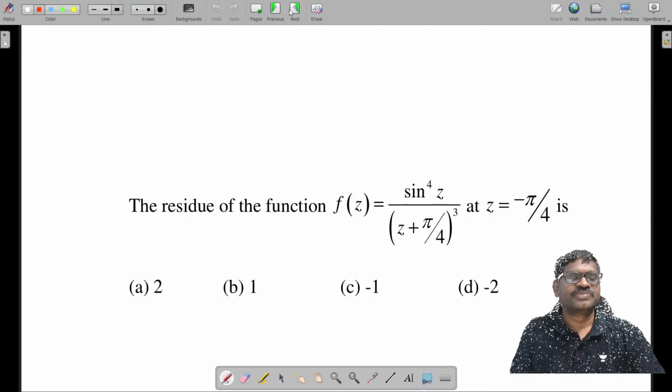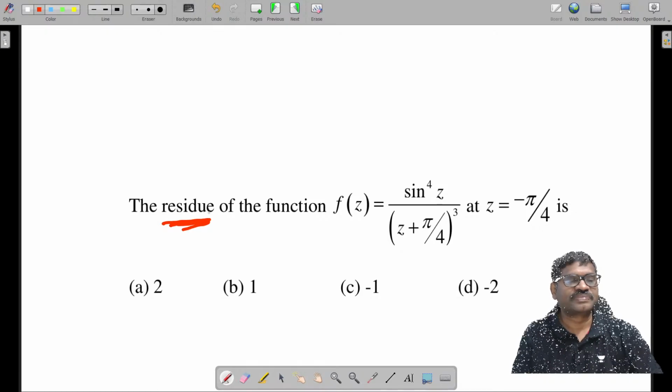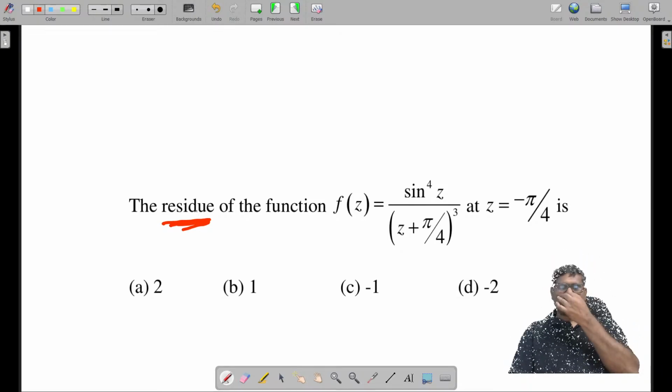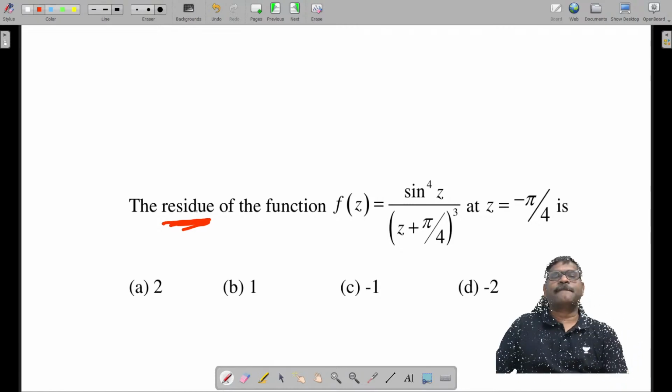Next problem. Sine power 4z by z plus 4 whole cube. Our job is to calculate residue. A residue of f of z at z equal to minus 4. Residue of f of z at z equal to minus 4. Observe here.